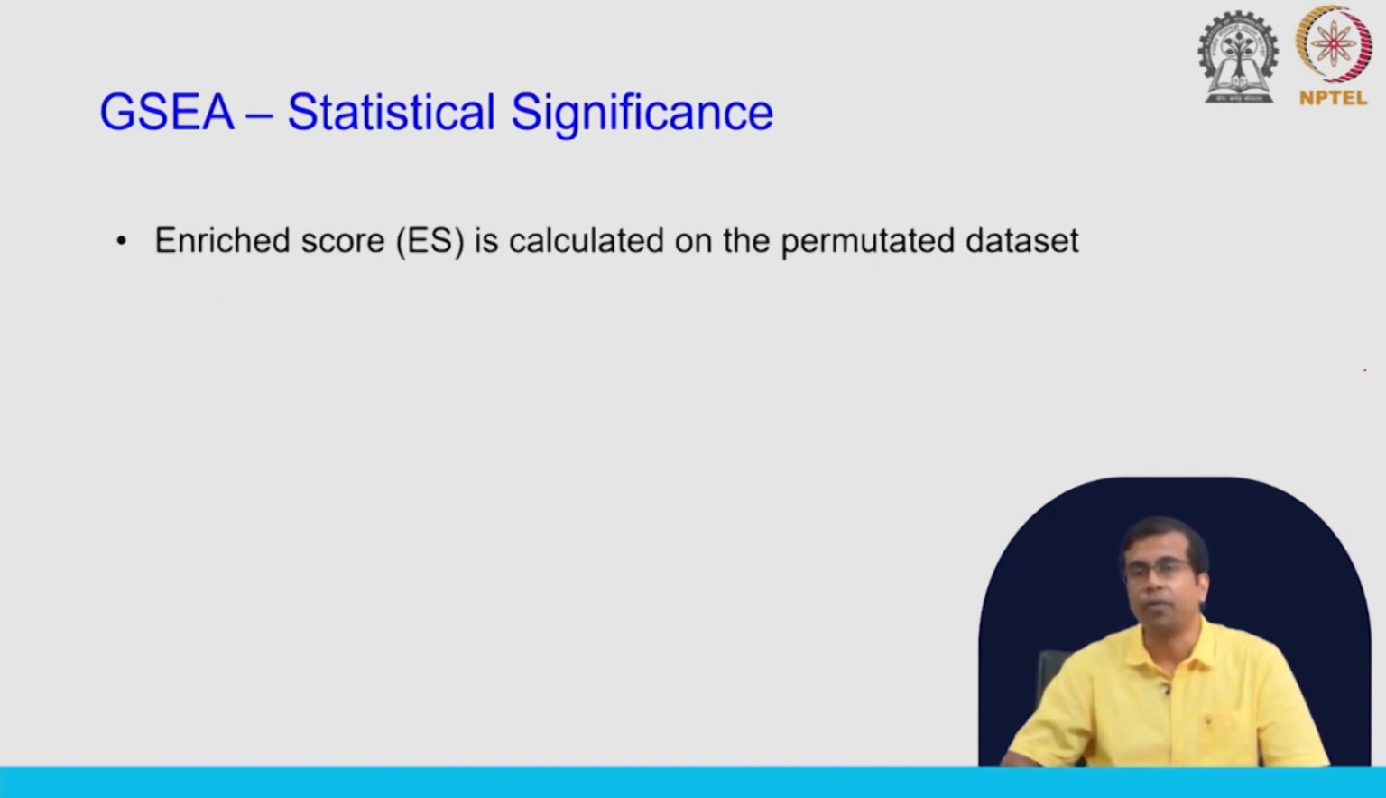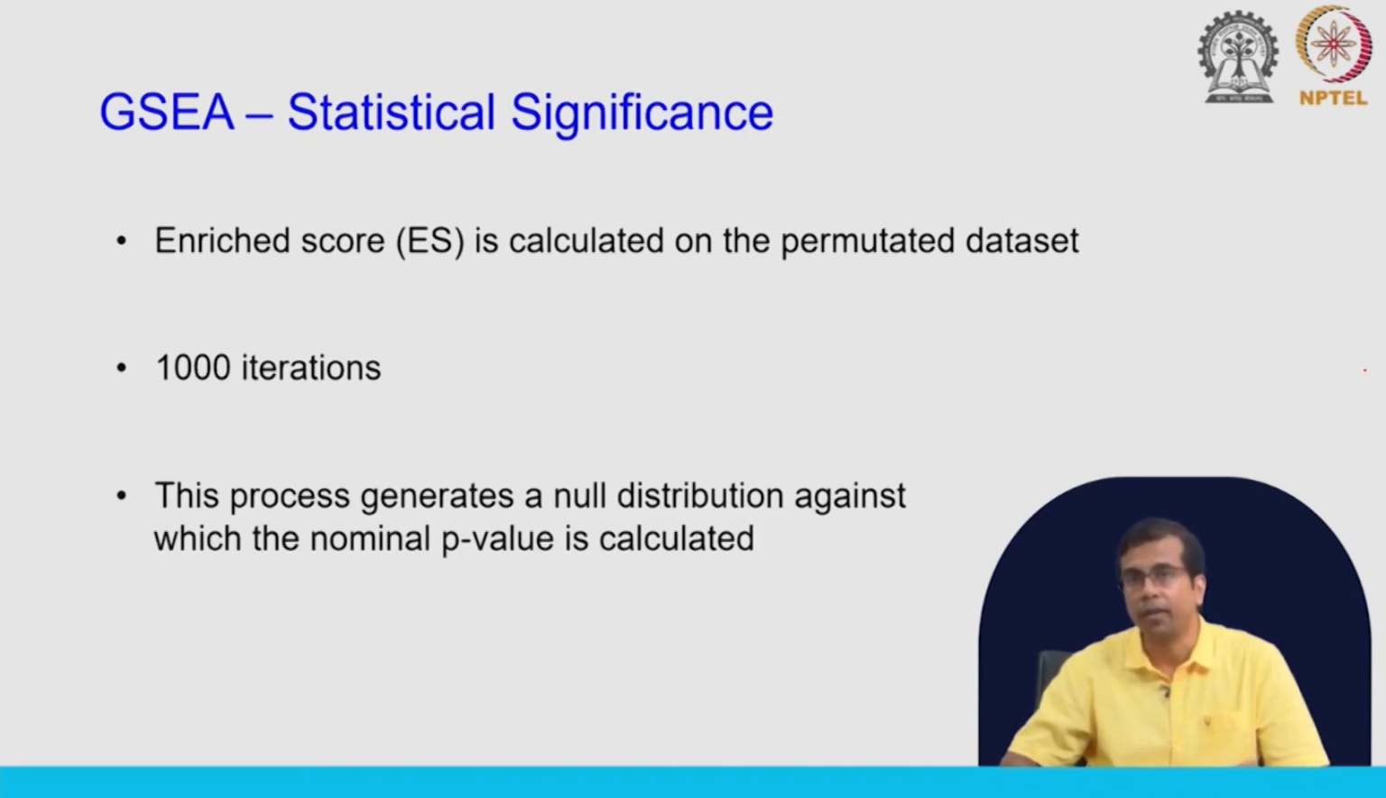So, once you have done this permutation, this actually generates something called a null distribution, and you perform this permutation process usually 100 to 10,000 times, and 1000 iterations is recommended by GSEA, and this will generate the null distribution against which you can calculate the p value. So, you compare the enrichment score from the original data set with the null distribution and you calculate the nominal p value, looking at how extreme the actual enrichment score is compared to the null distribution that has been generated by the permutation.